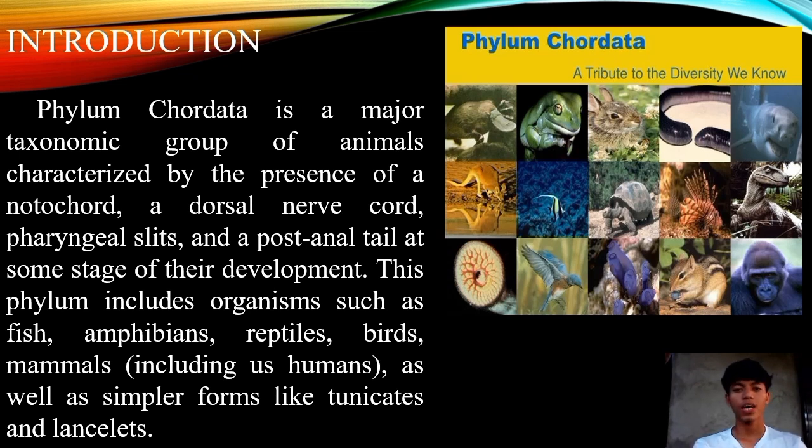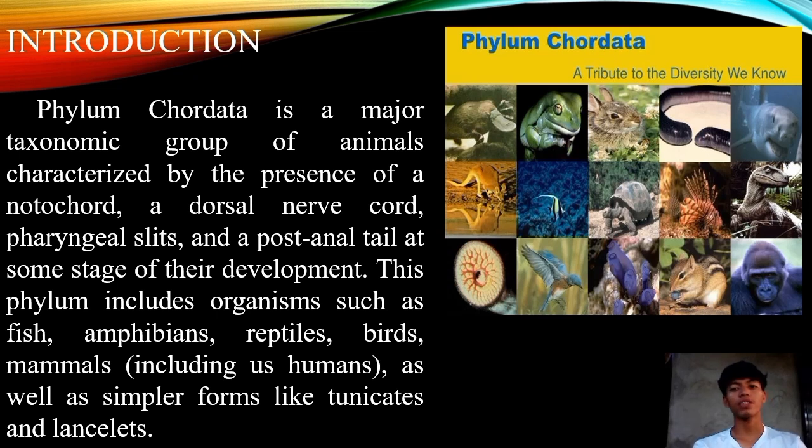For example, in simpler forms like tunicates and lancelets, they may be present only in the larval stage, while in more complex organisms like vertebrates such as fish, amphibians, reptiles, birds, and mammals, they are typically present at some point during embryonic development. Chordates exhibit remarkable diversity, ranging from tiny, filter-feeding organisms to large, complex vertebrates.